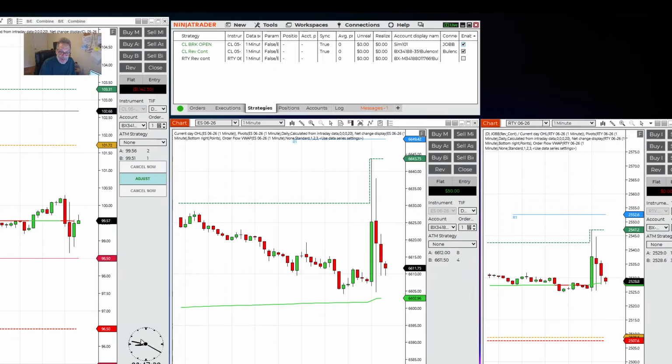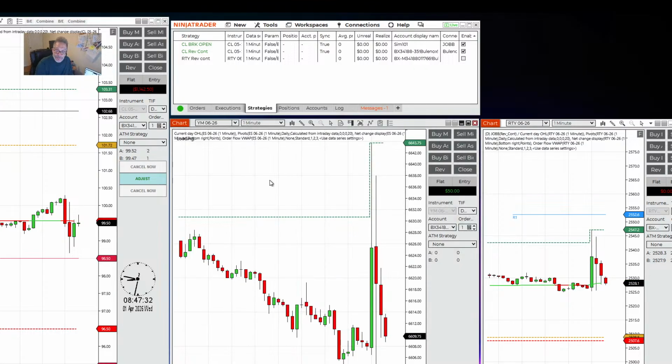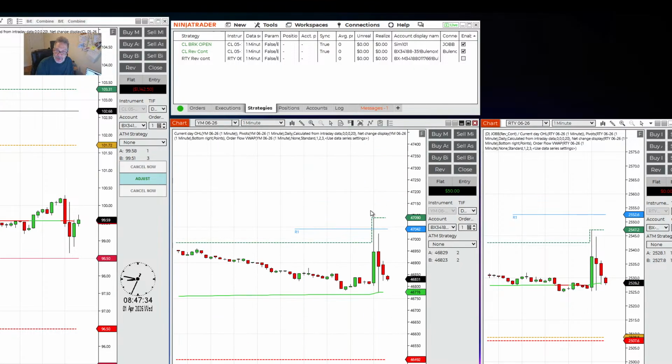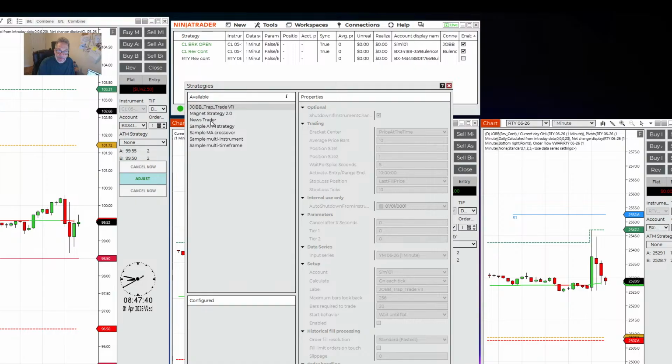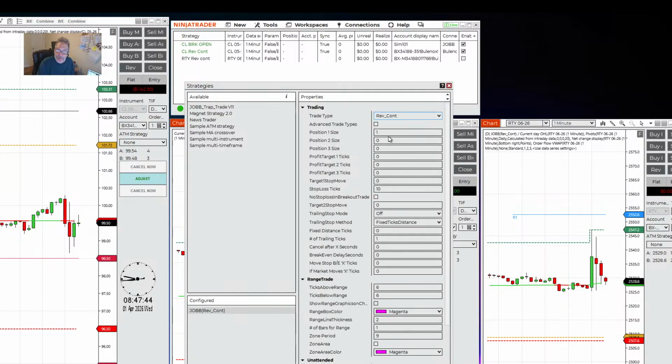All right, our breakout is on. I'm not going to put a magnet on oil, but I am going to put my middle chart on the YM, which we always do. Let's get our middle chart set up with a reverse continue. Click News Trader, change the breakout to reverse continue.